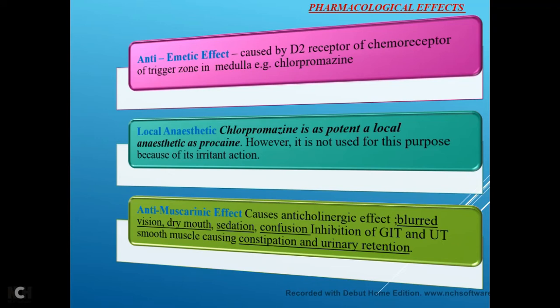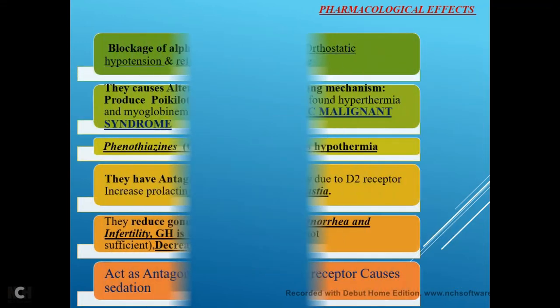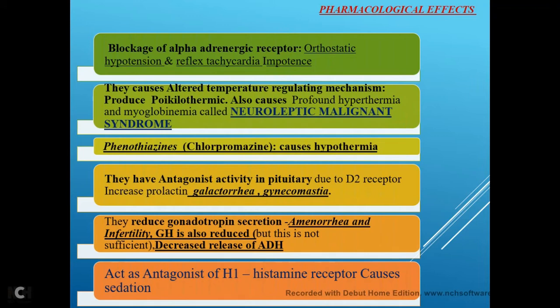Antimuscarinic effect causes anticholinergic effects, leading to blurred vision, dry mouth, sedation, confusion, and inhibition of GIT and urinary tract smooth muscles, causing constipation and urinary retention. They also block alpha-adrenergic receptors, leading to orthostatic hypotension, reflex tachycardia, and impotence. They cause altered temperature regulating mechanism, producing poikilothermia, and also cause profound hyperthermia and myoglobinemia, which is called neuroleptic malignant syndrome.